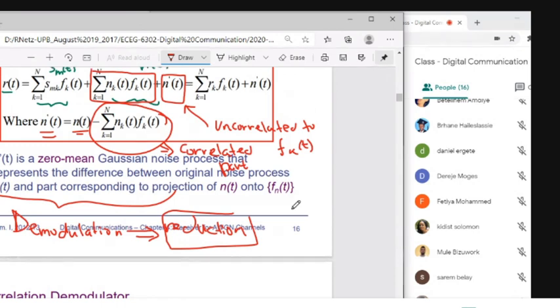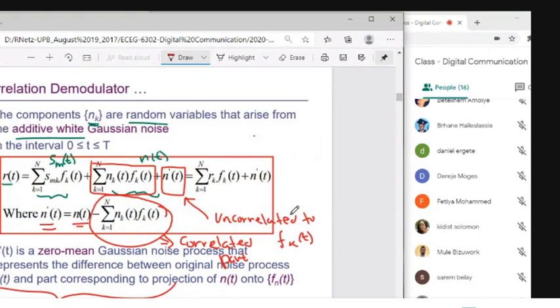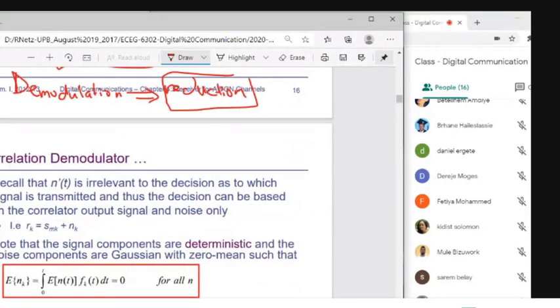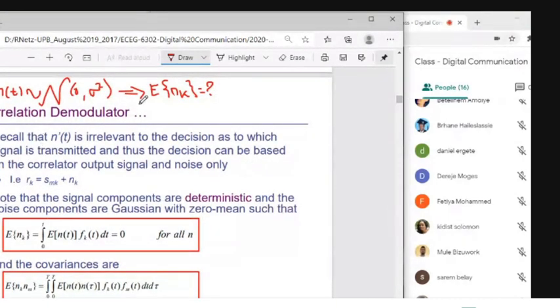Anyway, what interests us is the part of the noise which is correlated to the basis functions, and we would like to know the statistics of the noise. Now, by definition, we start with a noise n of t which is normally distributed with zero mean and some variance. Then what would be the mean, or the expectation, of the k-th component n_k of t?